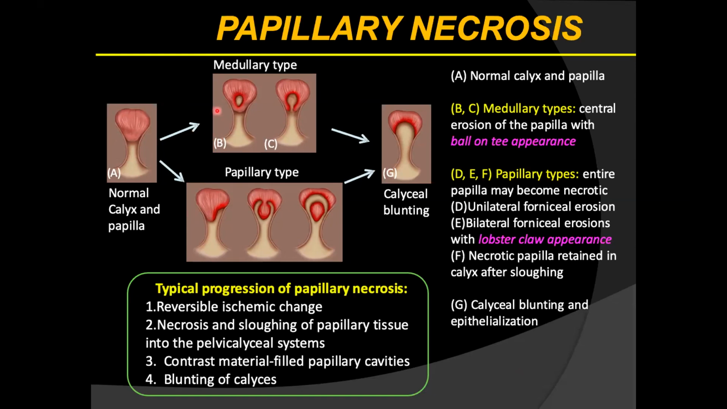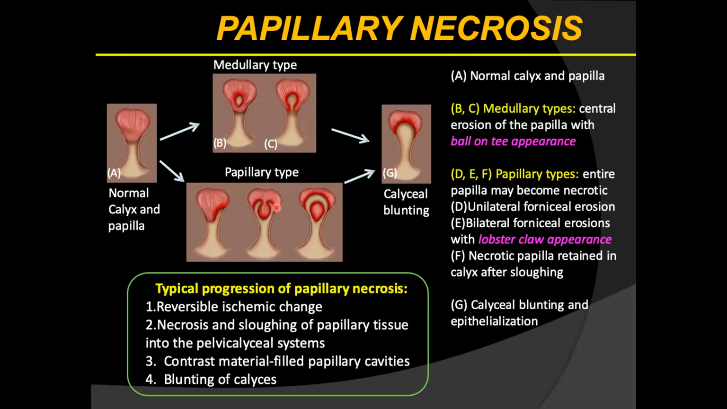In the medullary type of papillary necrosis, you get central erosion of the papilla with a ball on tee appearance. So all of you who are golf enthusiasts will relate to this. This is how a golf ball looks on a tee before it is hit by the golfer. So this is a ball on tee appearance in which there is central erosion of the papilla.